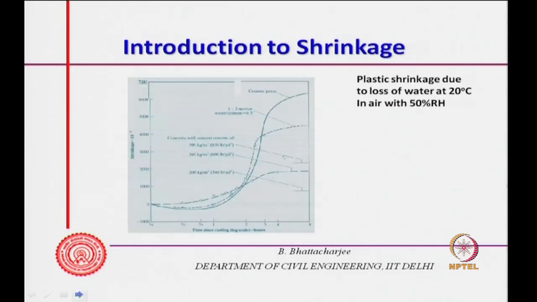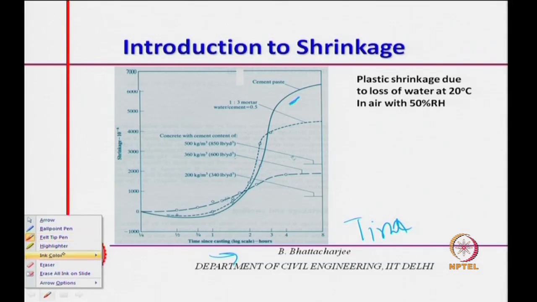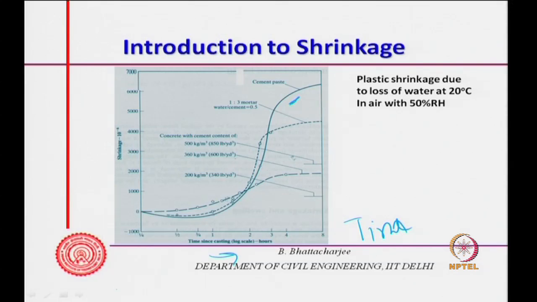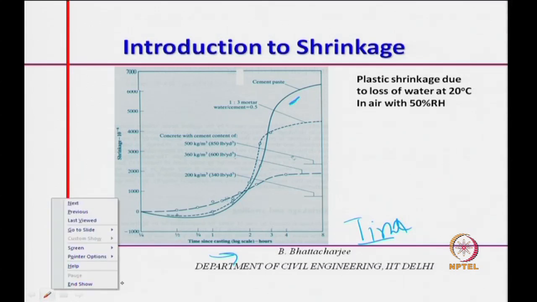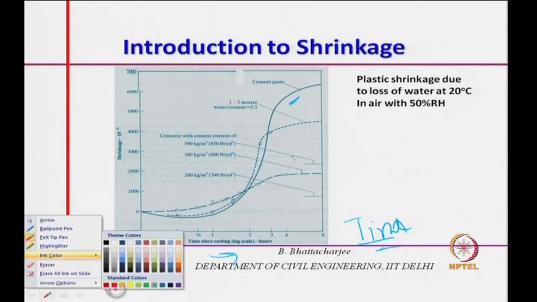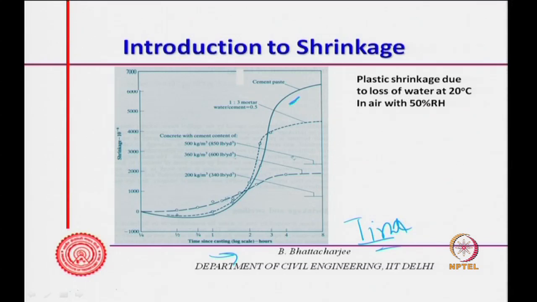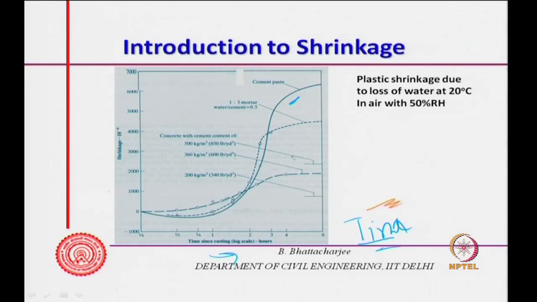plastic shrinkage more. Plastic shrinkage is due to loss of water at 20 degree centigrade and 50% RH, and this diagram shows this. This is for cement paste, and you can see the x axis is time in hours, and on the y axis I have shrinkage.